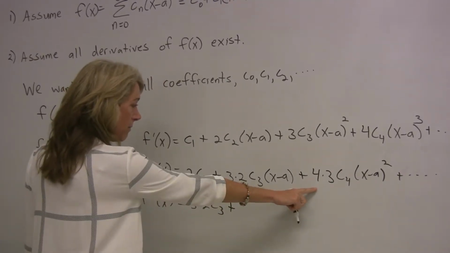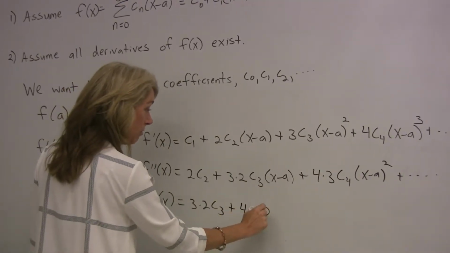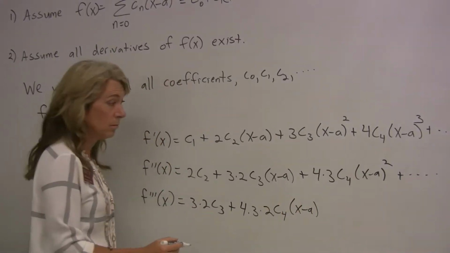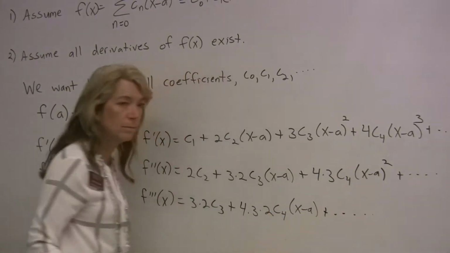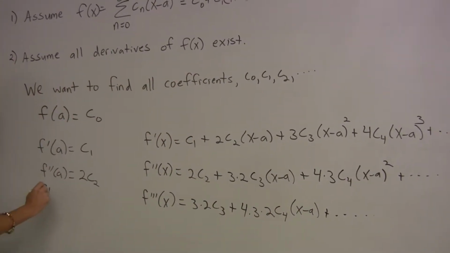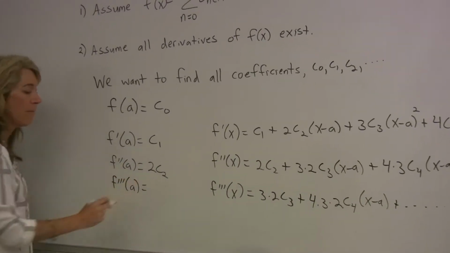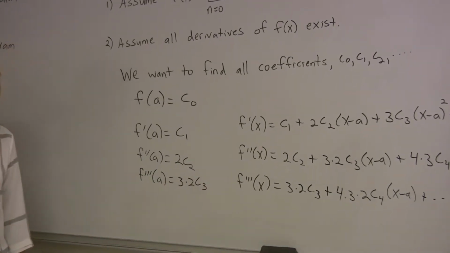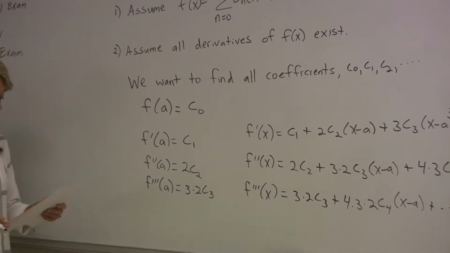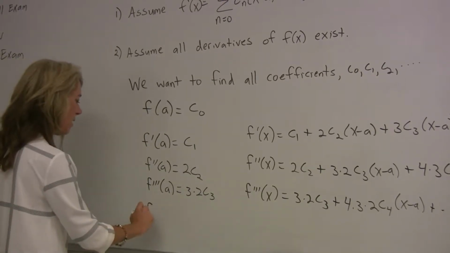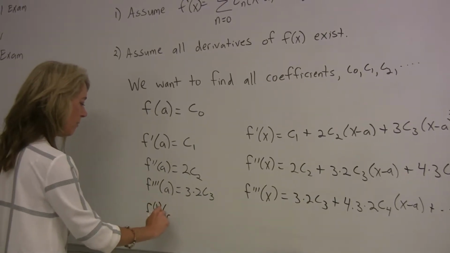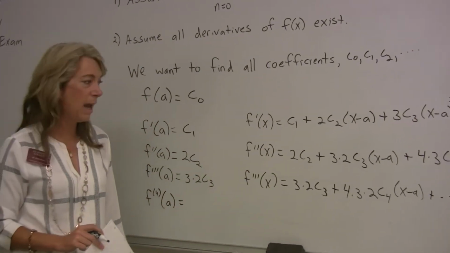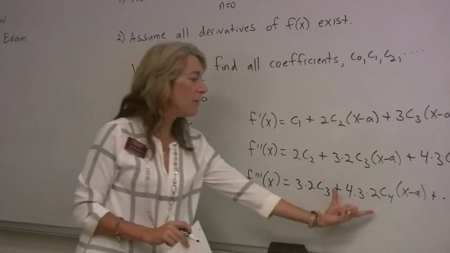This one, what's going to happen? 4 times 3 times 2, c4, x minus a to the 1. It'll keep going. What's the third derivative evaluated at a? 3 times 2 times c3. Now, I didn't take the fourth derivative here, but let's just see if we can figure out what it is. This is how we write the fourth derivative. What do you think is going to happen when I do the fourth derivative and I want to plug in a? I'll be left with this coefficient, right?